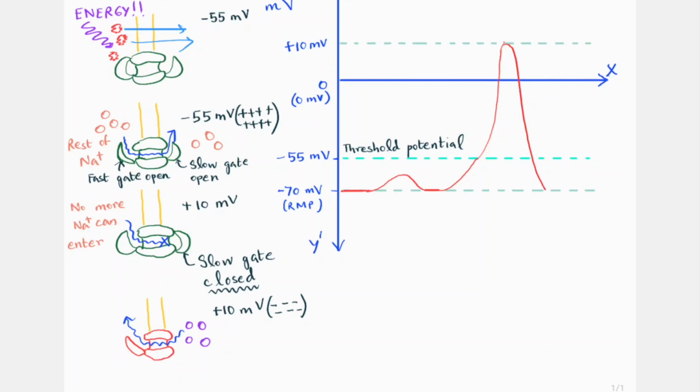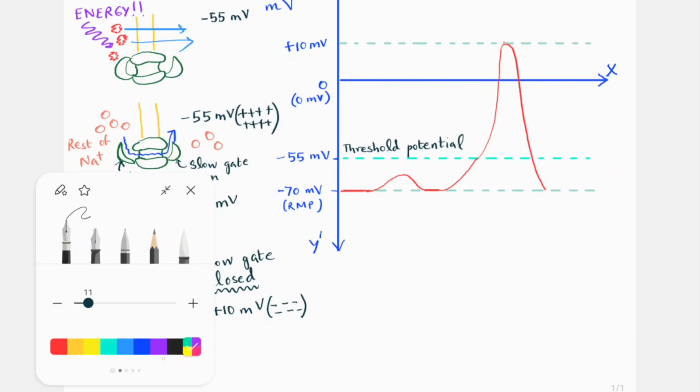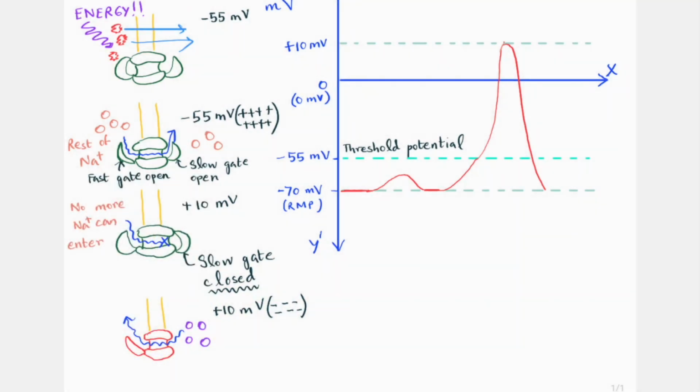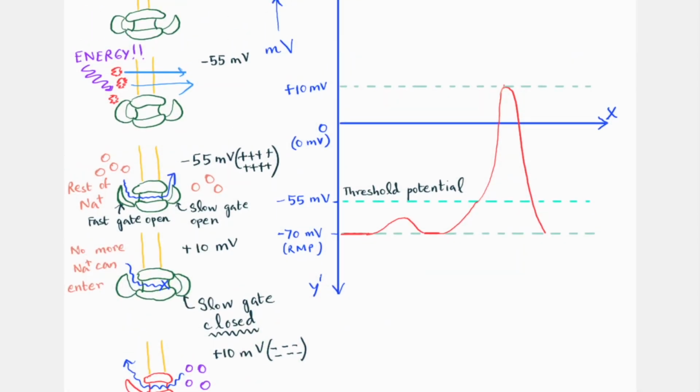Now the potassium is outside, and I missed out that part, but we have very nice, very cute names for these. Okay, let me make it brown. The sodium ions entering the cell through the sodium voltage gated channel, when both the fast gate and the slow gate are open, this is known as sodium influx.